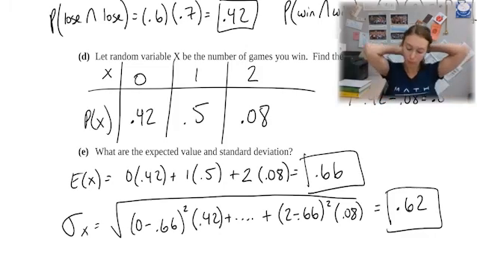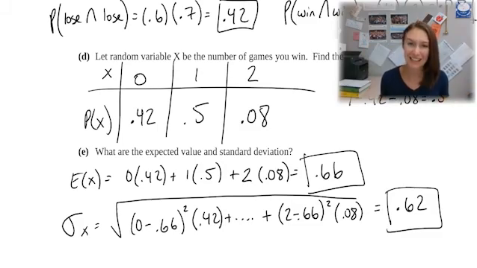So you're expected to win 0.66 games, which I know is silly. It's just a theoretical mathematical amount. If you played multiple days, you can add those probabilities together, and eventually you figure out over a month maybe how many expected games you're going to win. All right, and then our standard deviation of the number of games we win is 0.62. All right, and that's it for today's lesson.